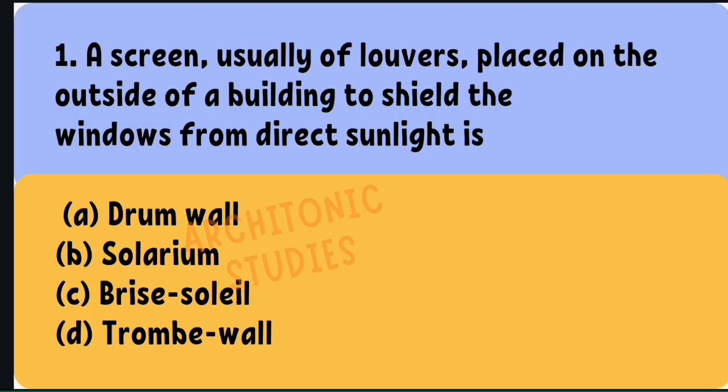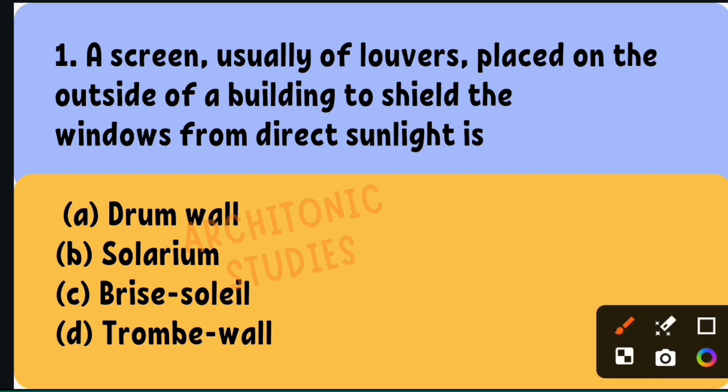A set of louvers placed on the outside of a building to shield the windows from direct sunlight is: drum wall, solarium, Verisol, and the Trombe wall. And the answer is the Verisol.